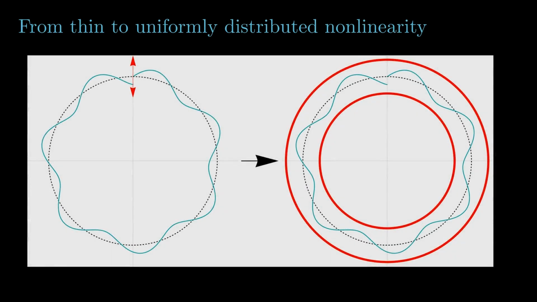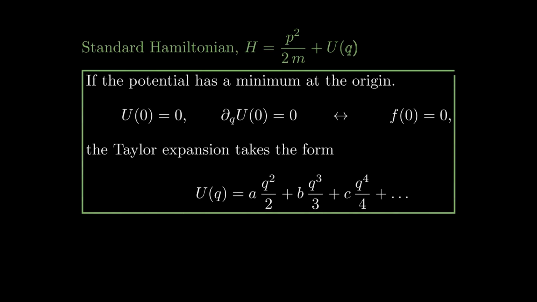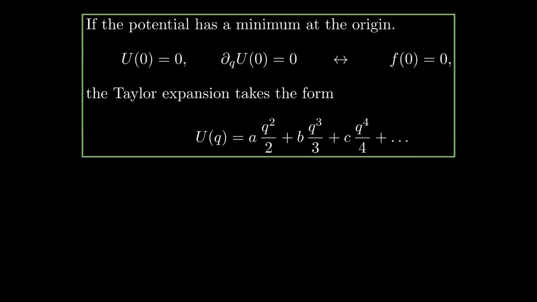To develop a clear qualitative picture, let's take a quick detour back into continuous time integrable Hamiltonian dynamics and see how it's done there. Instead of a thin element, now consider an infinitely long nonlinearity. In other words, one that is uniformly distributed around the entire machine circumference. The resulting paraxial motion is then described by the standard Hamiltonian H equal p squared over 2m plus potential energy.